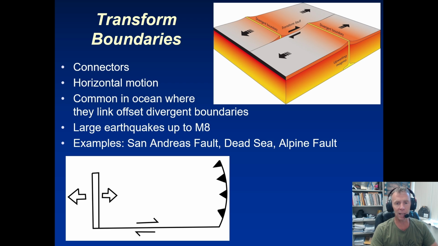However, that being said, we will see that you rarely get a case where a transform boundary is perfectly horizontal motion. Usually there's a little bit of other motion involved, and so we do get topography and we do get some interesting landforms there. So they do produce earthquakes.